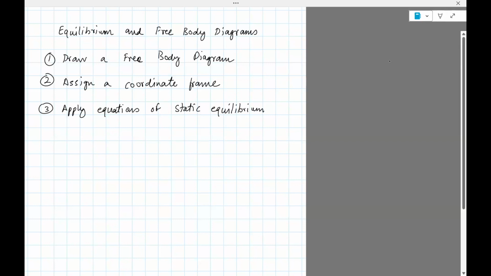Okay, we are only looking at two-dimensional free body diagrams, which means we only have to deal with these three equations. The net force in the x direction is 0, the net force in the y direction is 0, and the net moment, this is typically about the z-axis, which comes out of the plane of the paper, is 0.